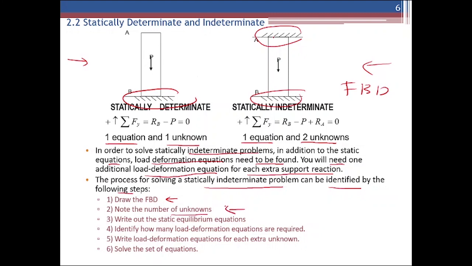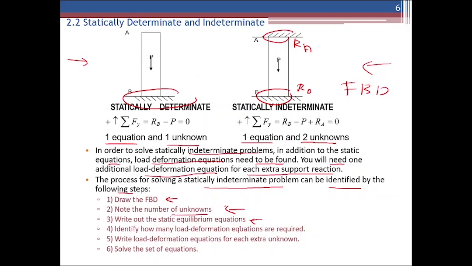The second step is note the number of unknowns. We can see over here, after we remove the support, we have two unknowns. The unknown is on this support. After we remove the support, we replace it with reaction. And then over here, we have another unknown. For example, over here, we have Ra, and then over here, we have Rb.